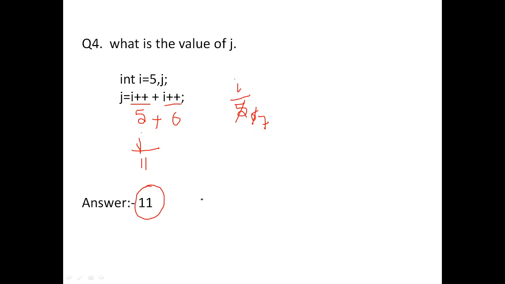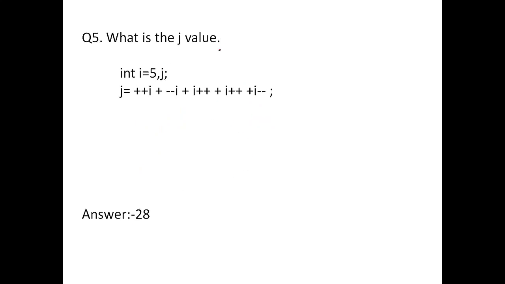Okay, so next question. What is the J value? In this we can find pre-increment, pre-decrement, post-increment and post-decrement. So see here. Whenever it is the case, prefix is given more priority than postfix. Prefix is given more priority than postfix.